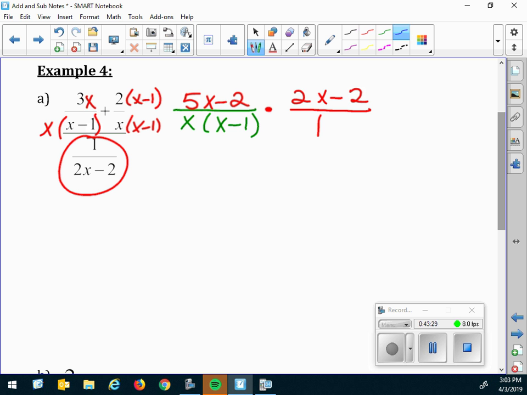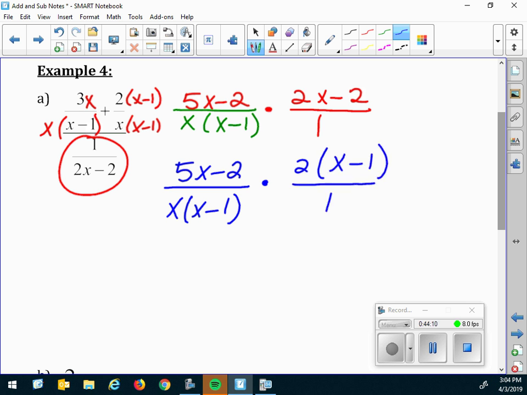Now, hold it. When you multiply fractions, you factor everything you possibly can and see if you have any common factors in the numerator and denominator. Is there anything up there that will factor? 2x minus 2 will. How? GCF. Now, so I got 5x minus 2 over x times x minus 1 times 2 times, indeed.